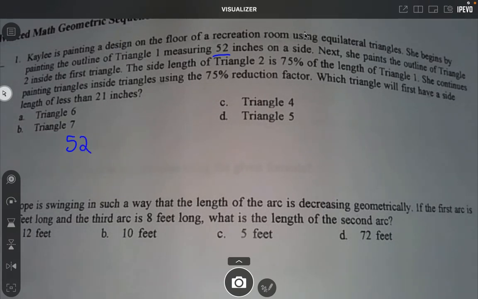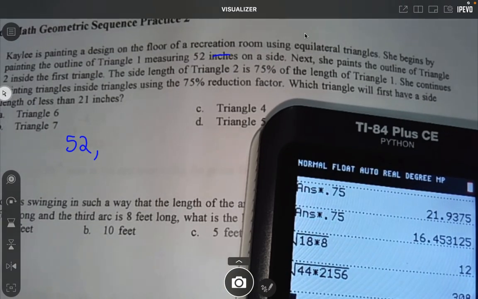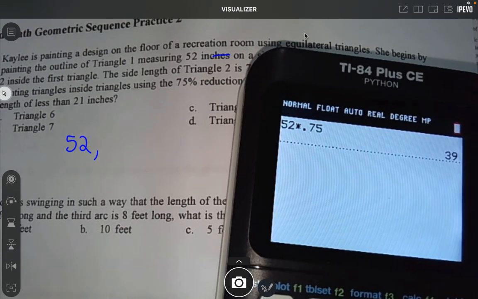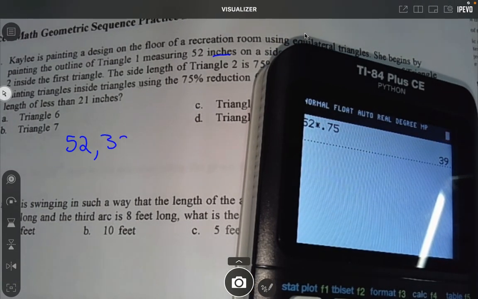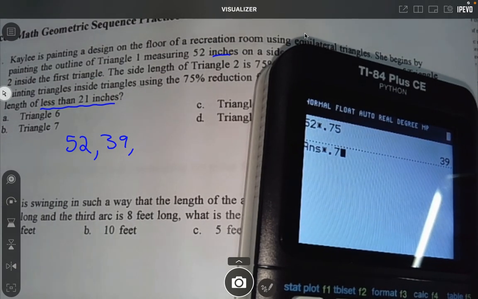That's my first term. Now, to find my next term, I find 75% of that one. So I just multiply by 0.75. So in my calculator, I'm going to type in 52 times 0.75, and it's 39. So is everybody good with my second term being 39? All right. If you read ahead, you're just trying to see when is it less than 21 inches. Not yet. So what do I do to find my next term? I multiply again by the same number. That's a geometric sequence. So I multiply by 0.75 again.